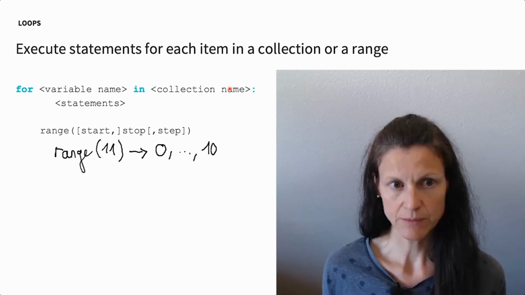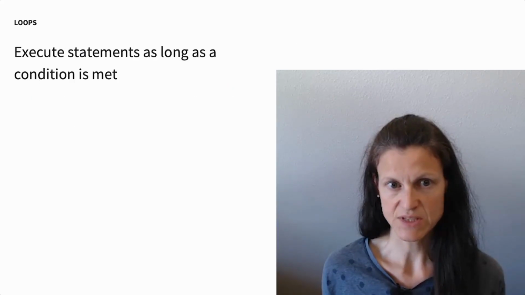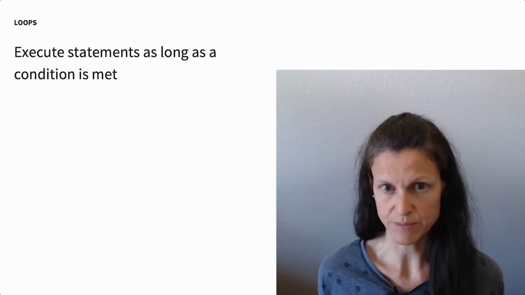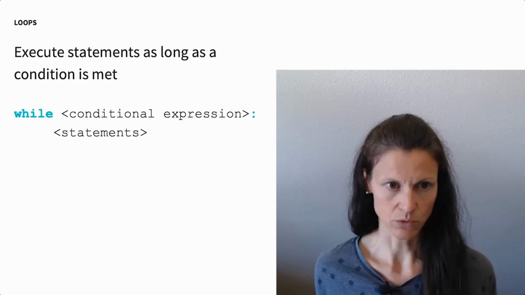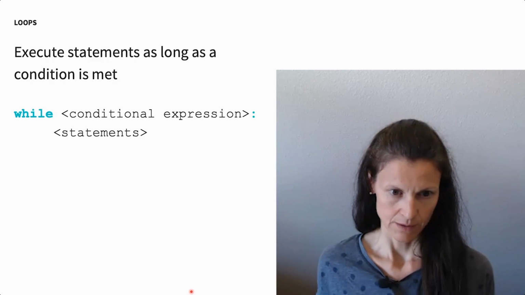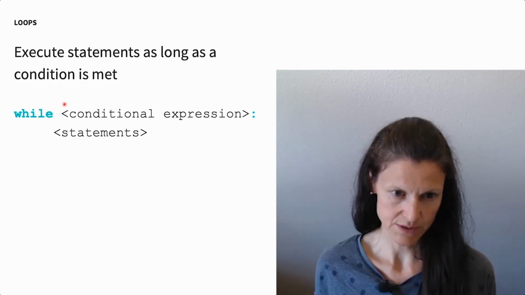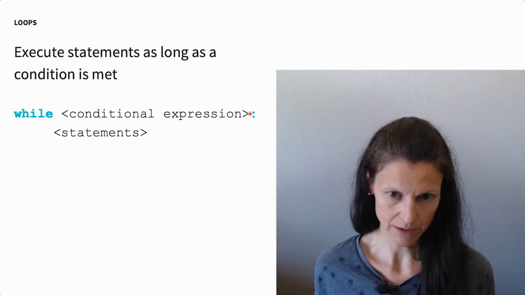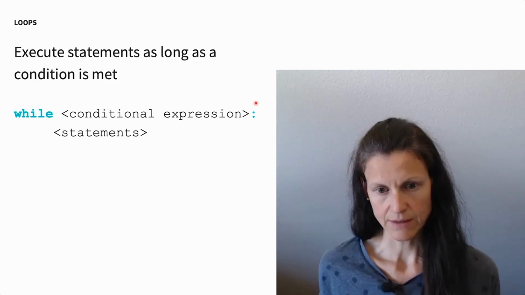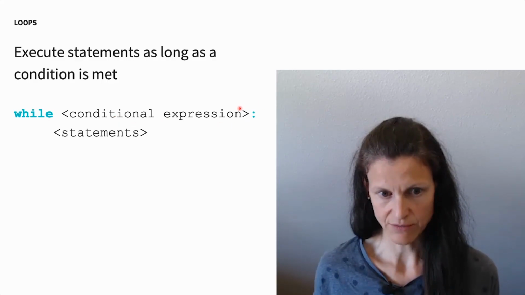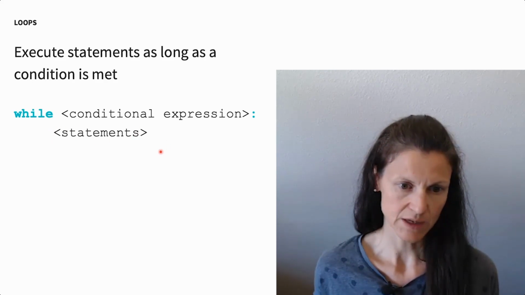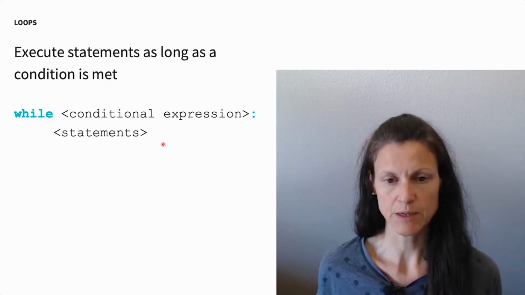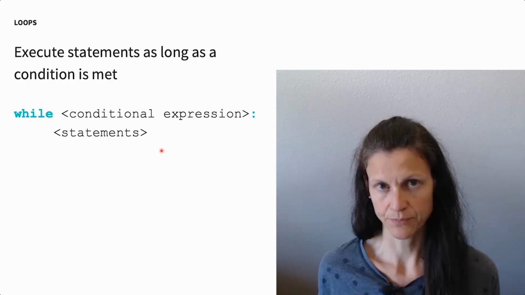Now, alternatively, if you need to execute statements as long as a certain condition is met, instead of a for loop, you can use a while loop. So here we have the keyword while, a colon, and then the conditional expression is evaluated, and as long as that evaluates to true, the indented statements are executed.